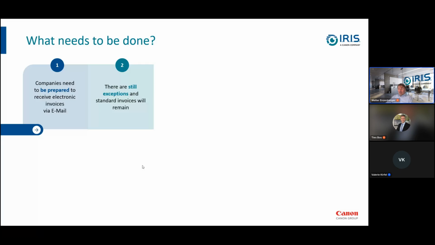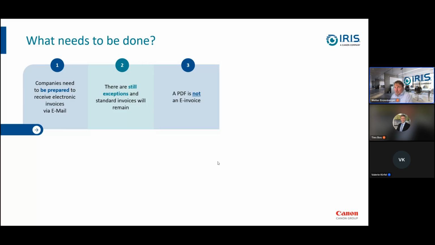Please think about it: there are still exceptions in standard invoices. So standard invoices will remain. How are we handling that in parallel? Even if you're getting lots of electronic invoices, will there be other ones as well? And how do you handle that? Then we have a topic, that a PDF is technically speaking not an e-invoice.